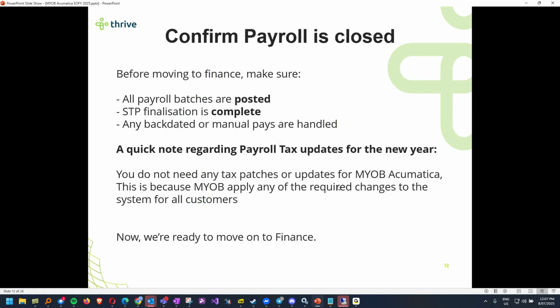Okay, so confirm your payroll is closed. Before moving to the finance modules, you need to make sure that all your payroll batches are posted, STP finalization is complete, and any backdated or manual pays have been handled. A quick note regarding payroll tax updates for the new year: same thing I've already put before. It's done automatically by the system, which is great. So now, once all that's taken care of, we can move on to finance.